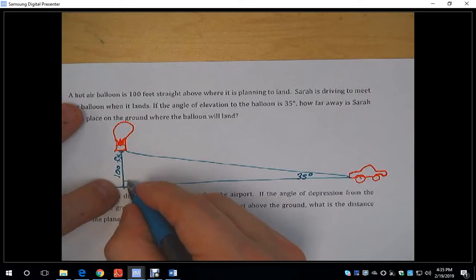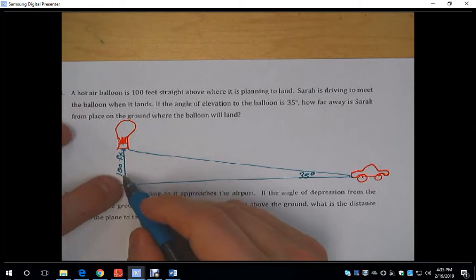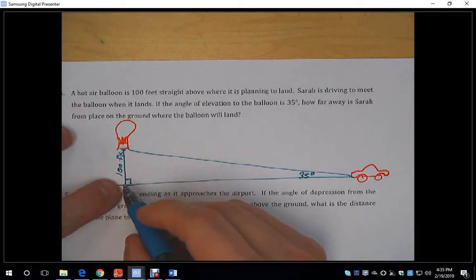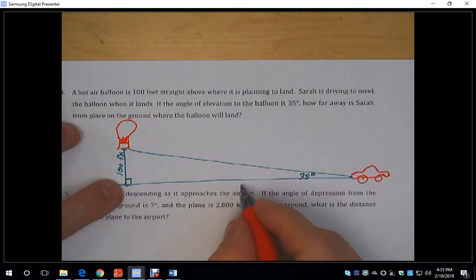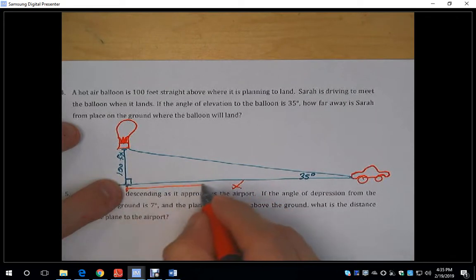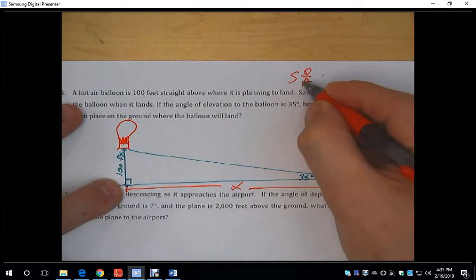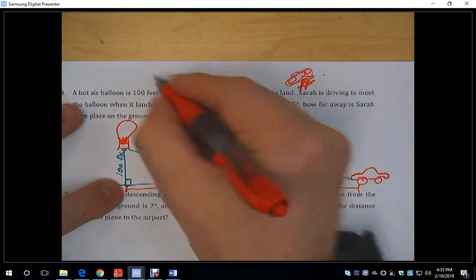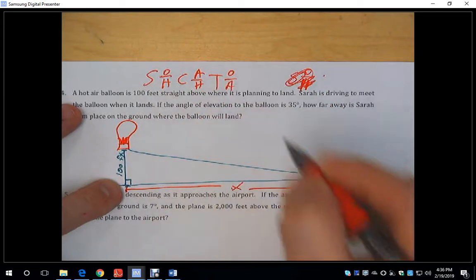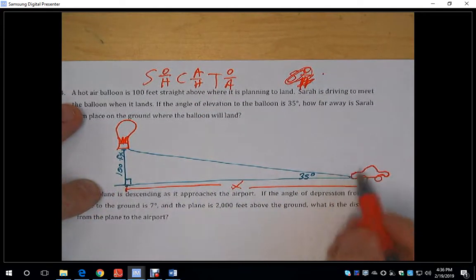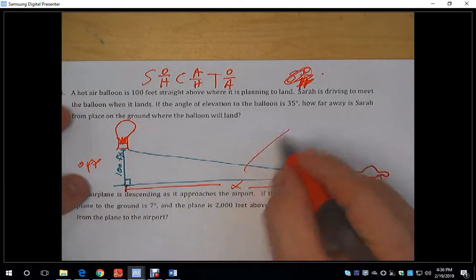And here we have another right triangle. The height is going to be a vertical line. And I want to figure out how far away Sarah is, so I'm trying to figure out this x value here. Now, out of our trig ratios, we have SOH, CAH, TOA. In this case, from the perspective of this angle, the 100 is my opposite, and the x is my adjacent.